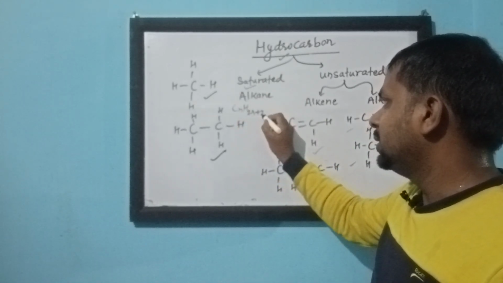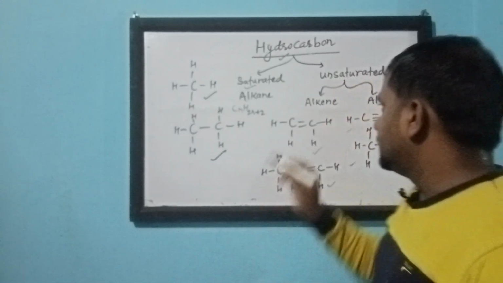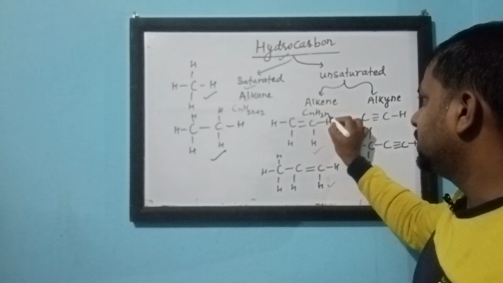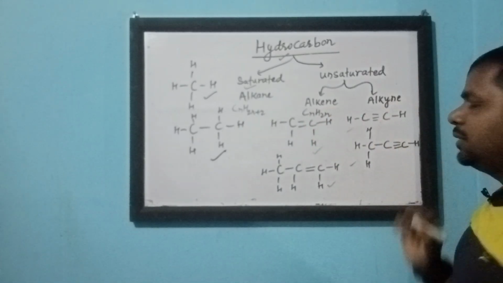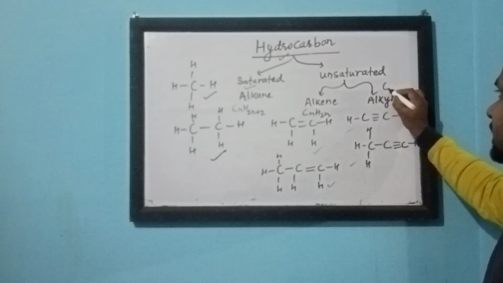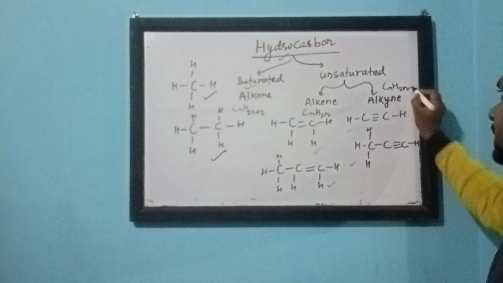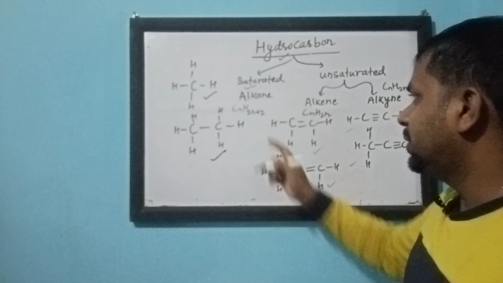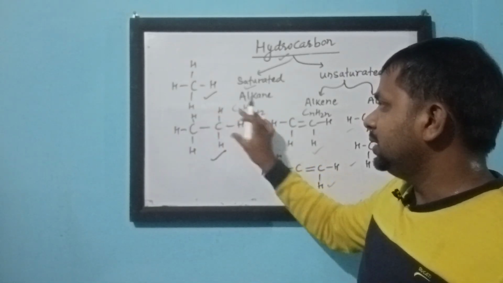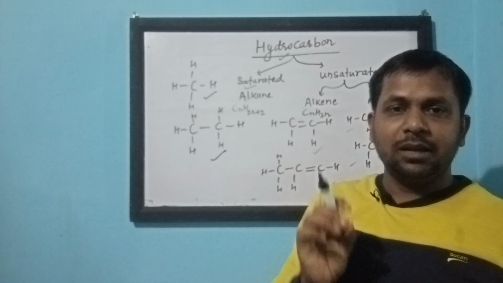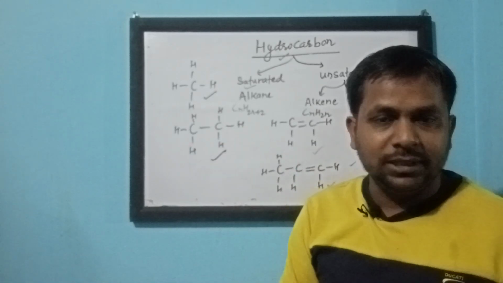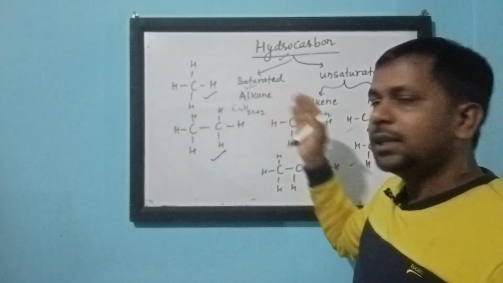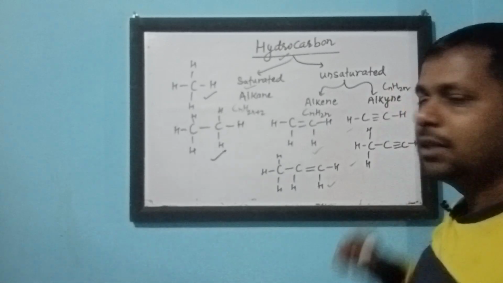CnH2n+2. Similarly, the general formula for alkene is CnH2n, while the general formula for alkyne is CnH2n-2. What is this general formula? Let us understand. If we want to check which hydrocarbon it is, then with the help of this general formula we can check whether it is alkane or alkene or alkyne.